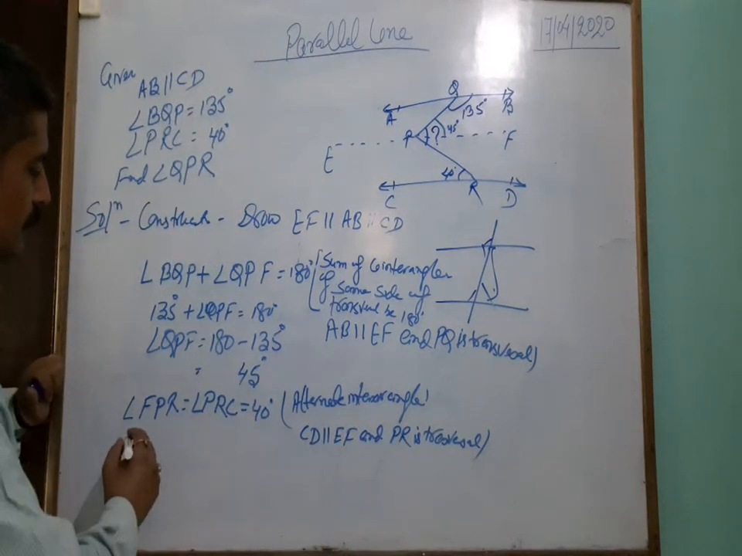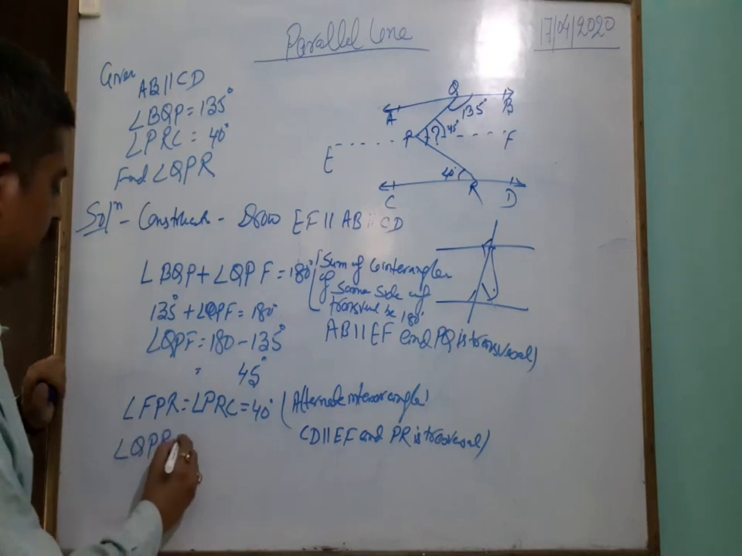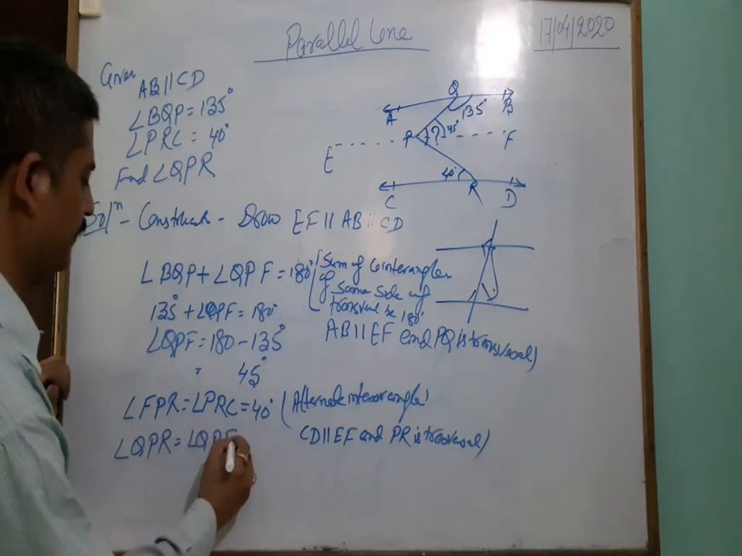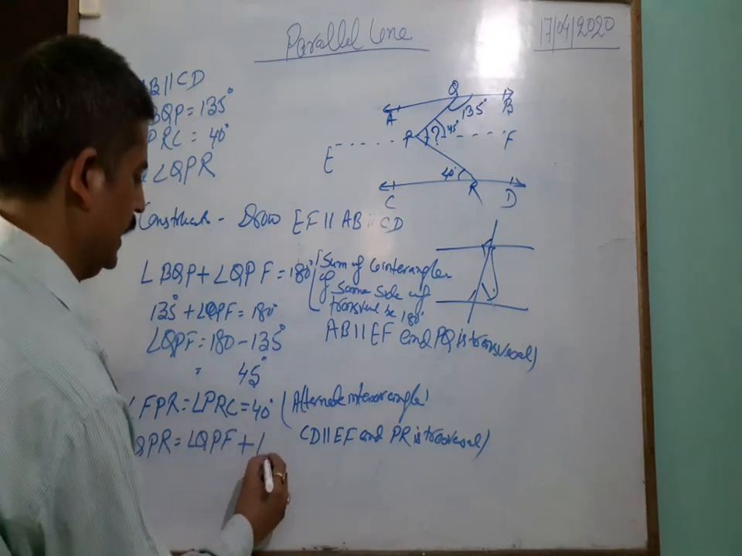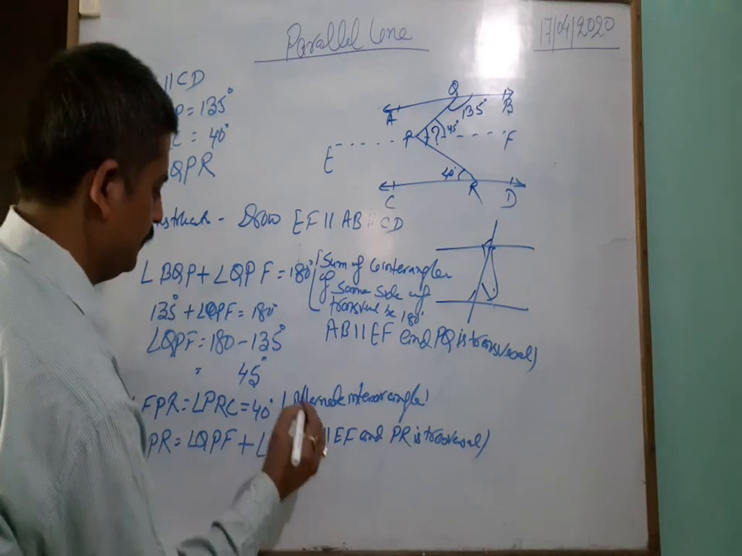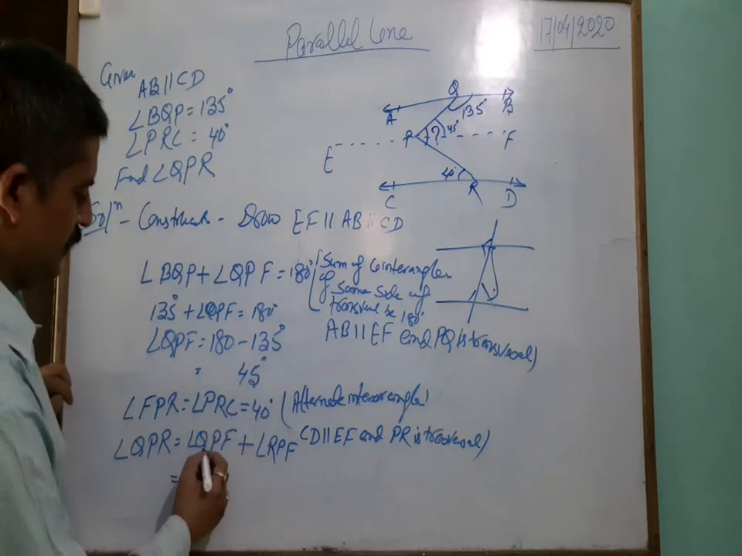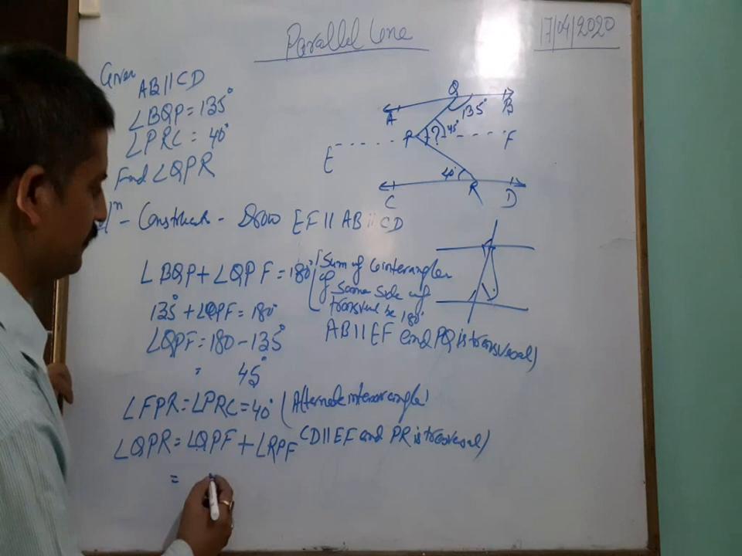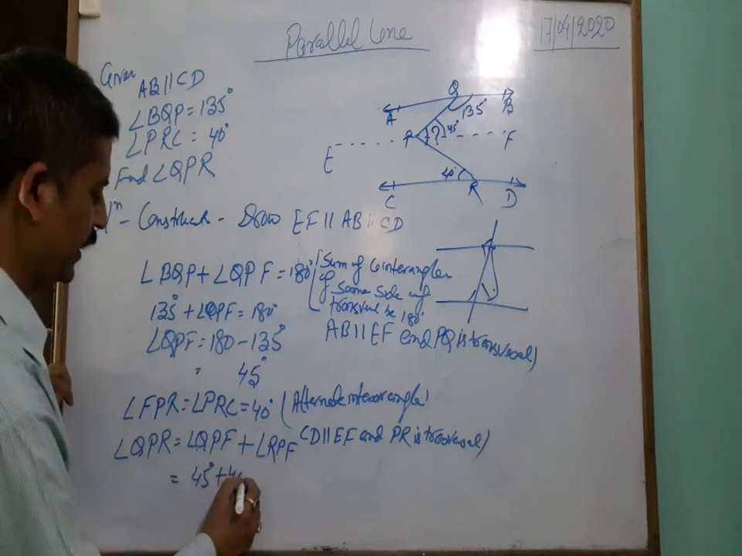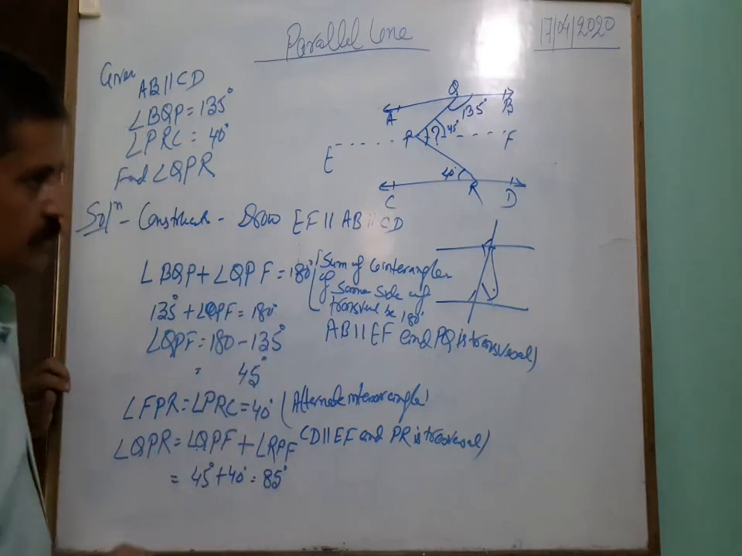So angle QPR equals angle QPF plus angle RPF. Putting the value of QPF as 45 degrees and RPF as 40 degrees, we get 85 degrees. So we find out that angle.